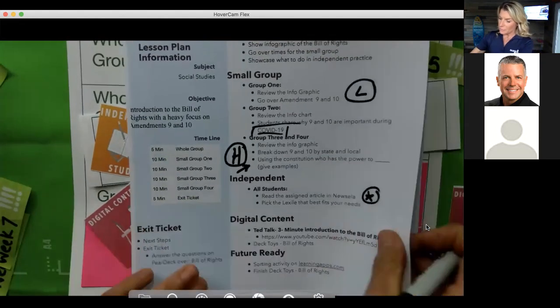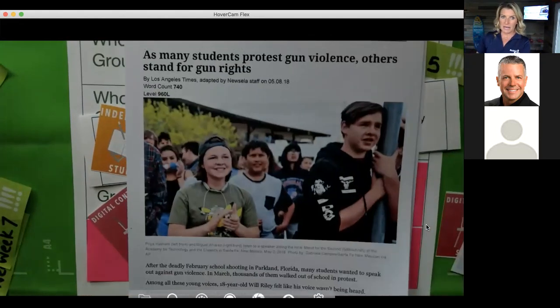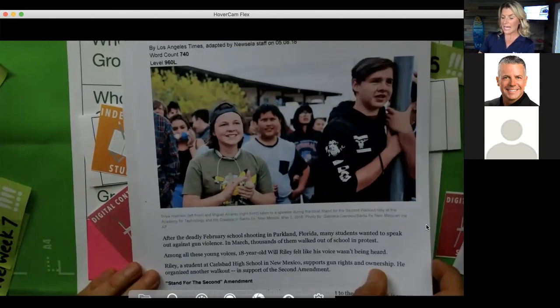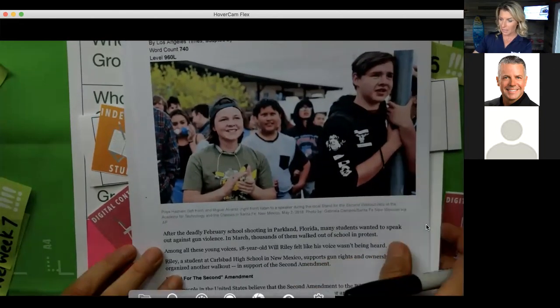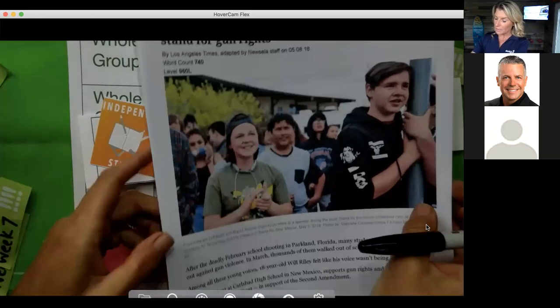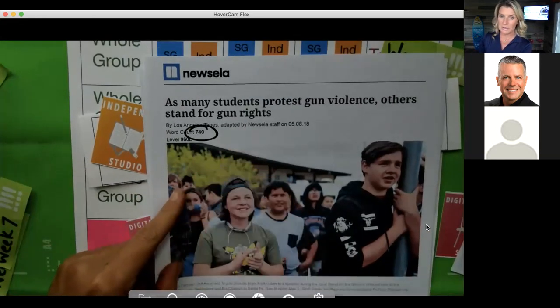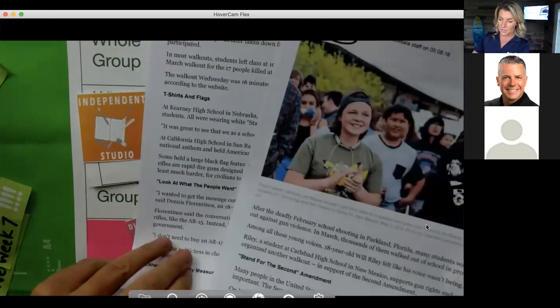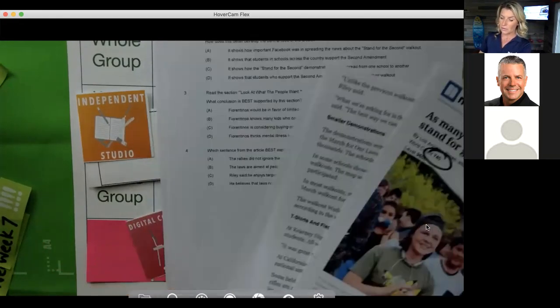Here's an example of that Newsela article. So this one's talking about the students protesting gun and violence rights. So this article has 2 of the amendments talking about it. And I Lexile leveled it up to 740. So the kids are going to be reading that at a 740. They're going to read the article, sorry, and then they're going to answer the questions that go along with it.